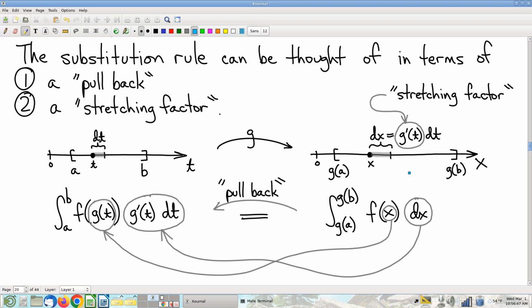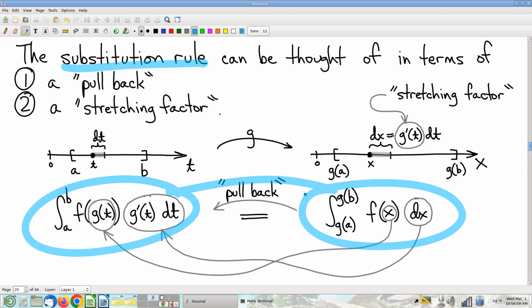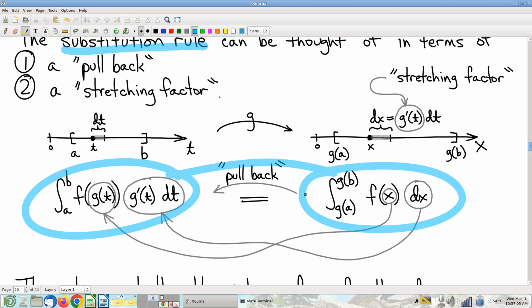So, here's another flashback. Substitution rule. Everybody remember the substitution rule for integrals? And it was just written in terms of algebra. Here it is. The substitution rule for integrals basically says that if you have x equals g of t, you can plug that in and work out the integral that way, right?